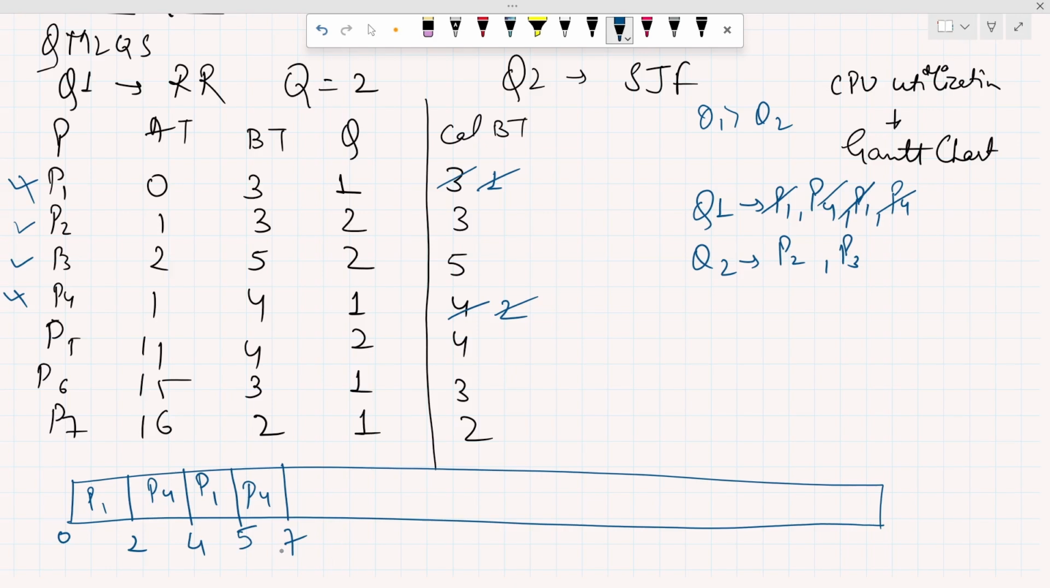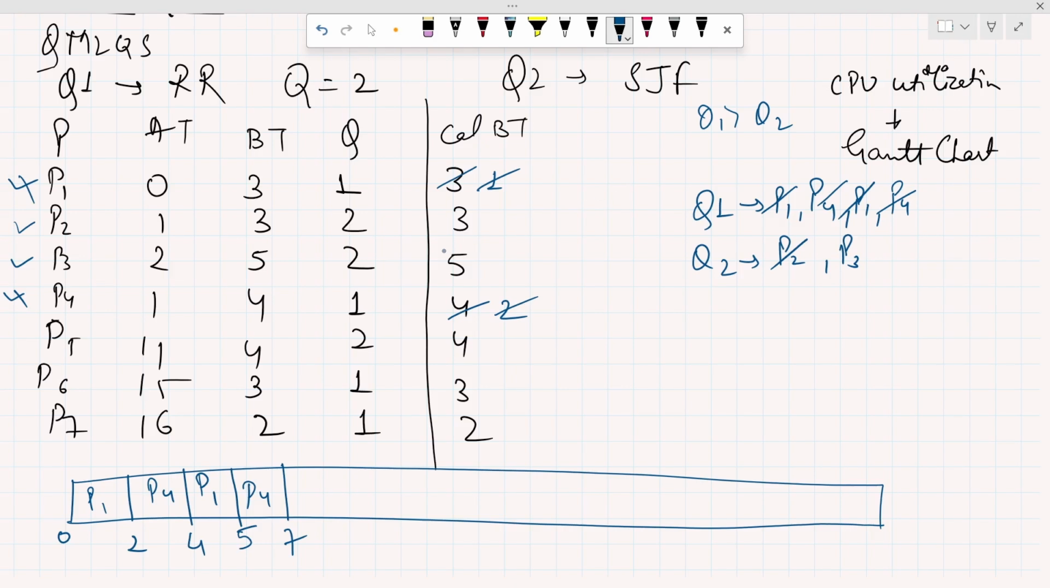If there is no new process, then we have to move towards Q1. Is there a process in Q1? The answer is no, no process in Q1. Then we move towards Q2. Is there a process in Q2? The answer is yes, there is a P2 process. P2 came first and then P3. So we have to choose the process according to their arrival time first of all.